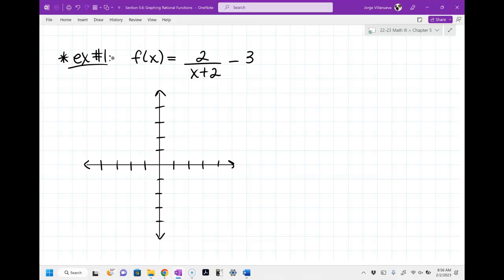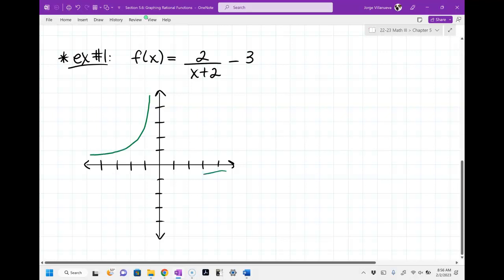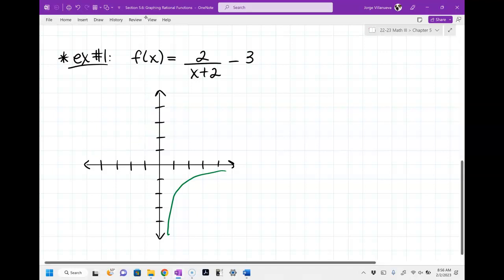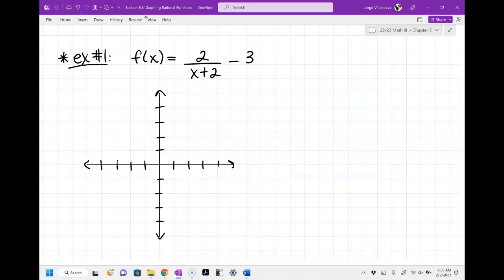I know that the graph is supposed to look like this under normal circumstances. Don't draw the green lines, I'm just showing you what it's supposed to look like. If there's no movement, I don't move it anywhere. It's just supposed to be right there. But I have an x plus 2 on the bottom, and I have a minus 3 on the very right side. The 2 on the top, I'm not even worried about.